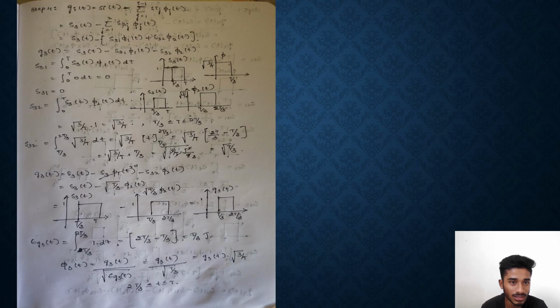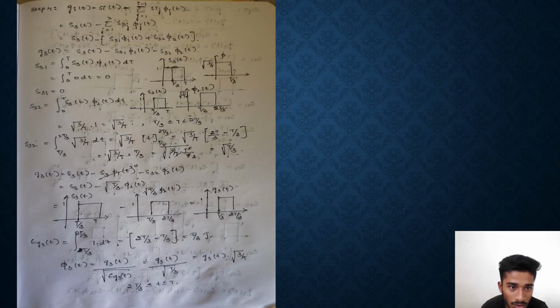In step 4, we have g1 of t is equal to si of t minus summation of sij psi j of t. So we are going to write g3 of t is equal to s3 of t minus summation s3j psi j of t, which is s3 of t minus, inside the bracket, s31 psi1 of t plus s32 psi2 of t. So g3 of t can be written as s3 of t minus s31 psi1 of t minus s32 psi2 of t. So s31 is equal to integration 0 to T of s3 of t into psi1 of t dt, which is equal to integration 0 to T of 0 dt, which is equal to 0. So s31 is equal to 0.